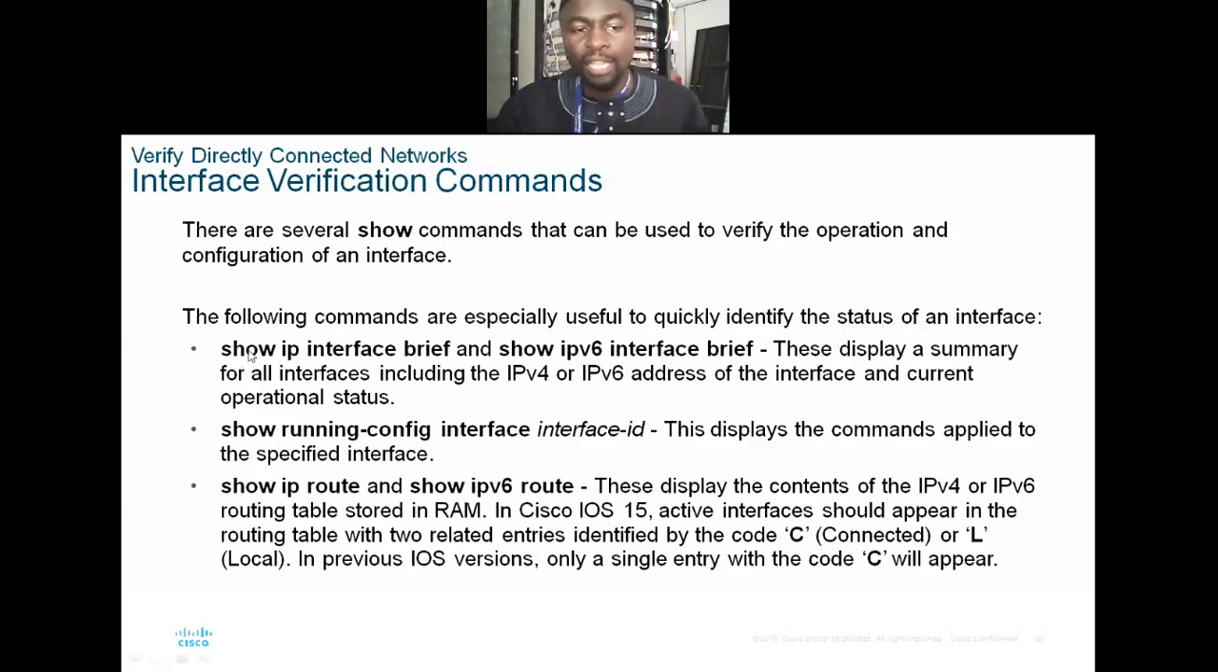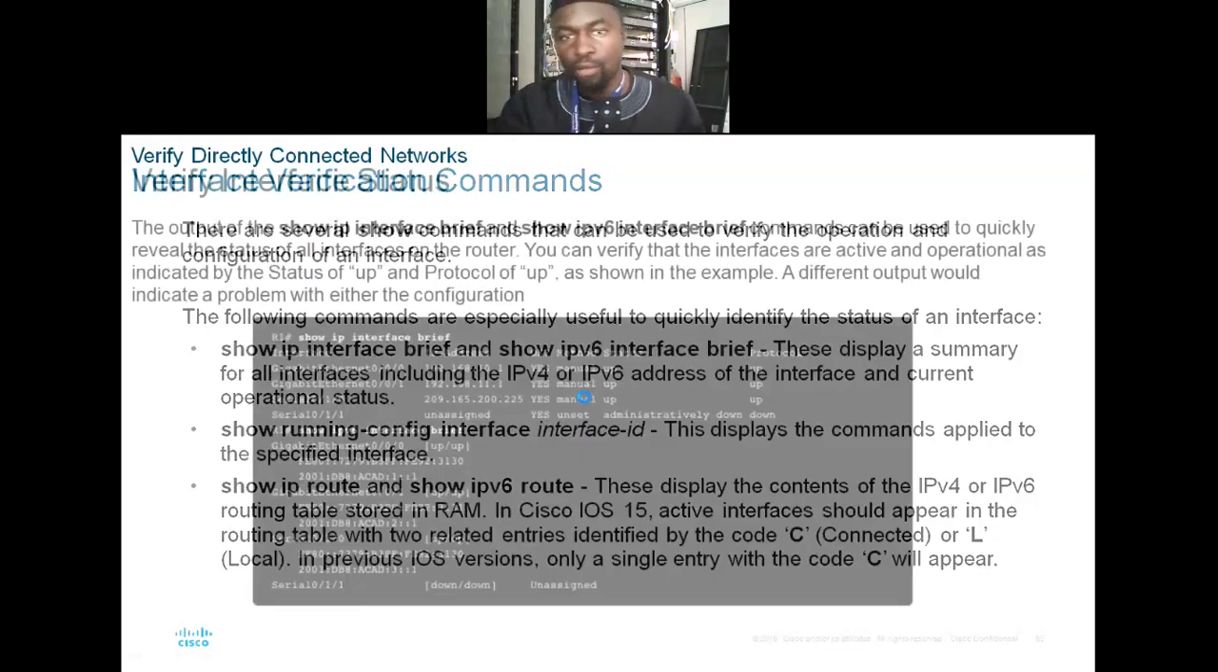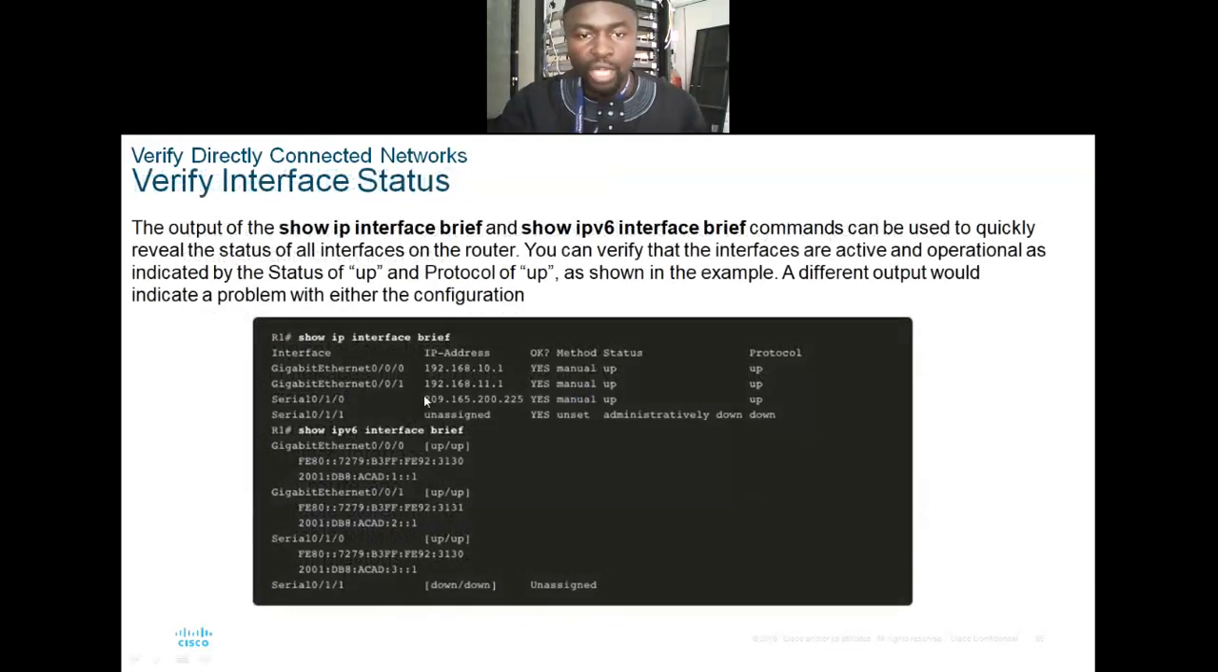Amongst them is the show IP interface brief or show IPv6 interface brief. Remember, as I said, anywhere there is an IP, you can replace it with a V6, IPv6, if you want to get the details for IPv6. Then the show running-config interface, then the show IP route or show IPv6 route, okay? So these are the commands.